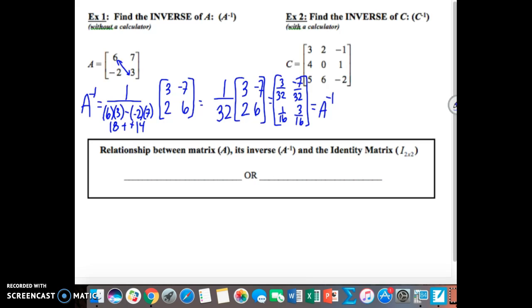To find the inverse of a 3x3 matrix, I will not be teaching you guys how to do that by hand. However, there is a way, but you will learn in college if you continue taking math courses in college. On a test, you will only be tested on finding the inverse of a 2x2 matrix. So I'm going to note that on the test.